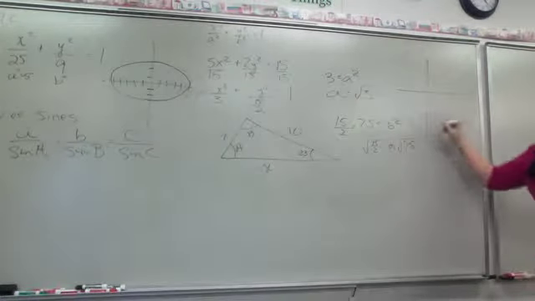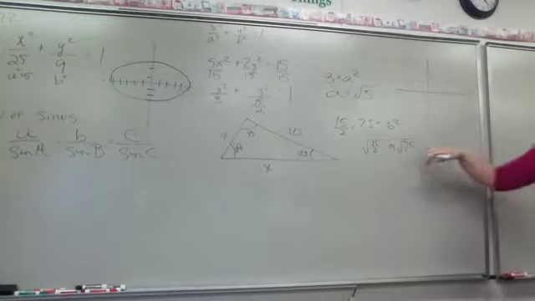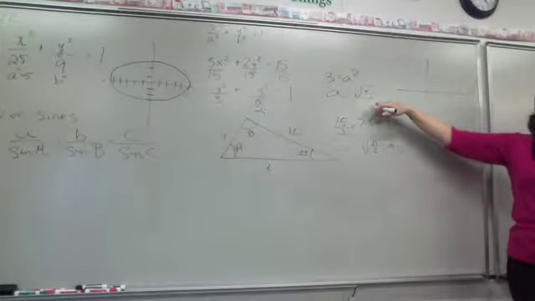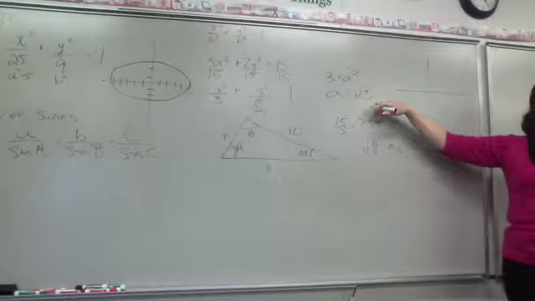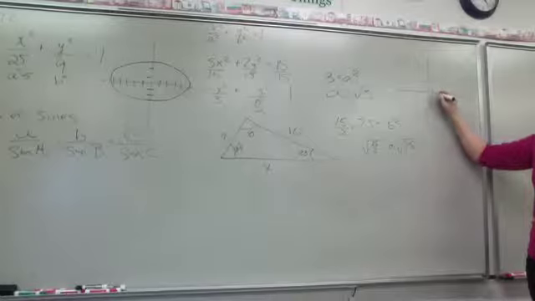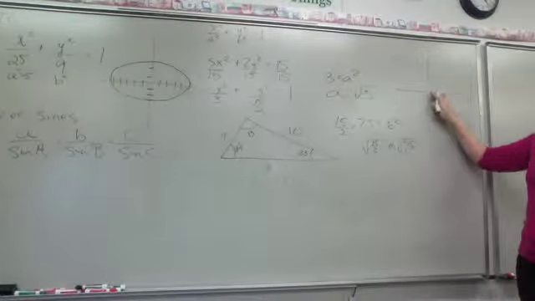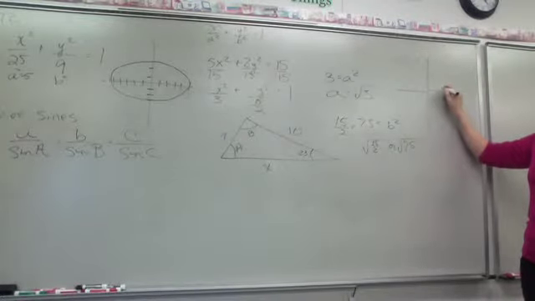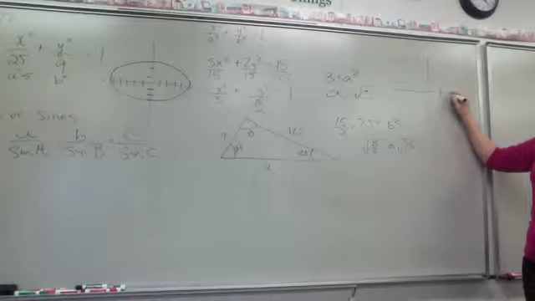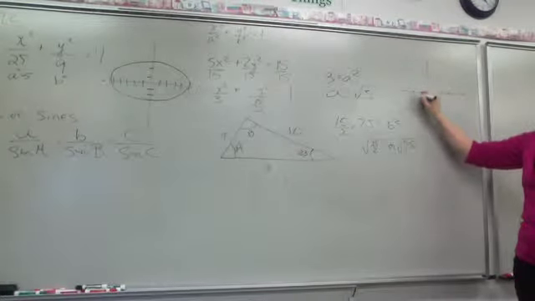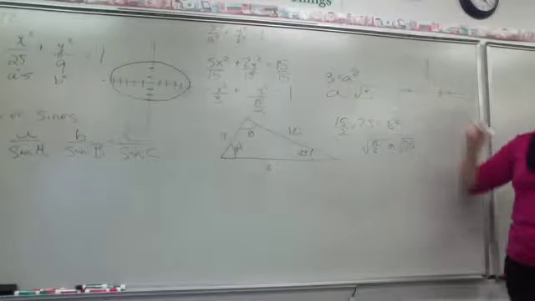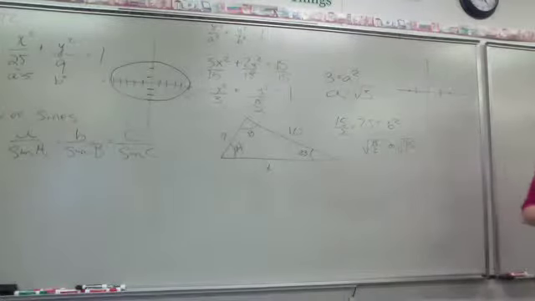Plus or minus square root of 3 to the left and right. Square root of 3 is about 1.7, so we'll make it a bigger scale. We'll make this one 1 and this one about 1.7, because that's about what square root of 3 is.